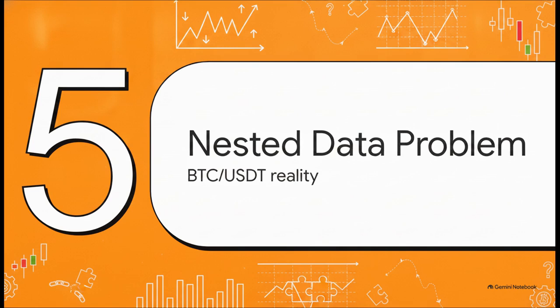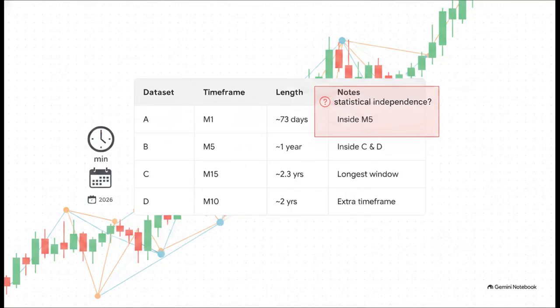Let's look at Section 5, the nested data problem. This is where we honestly evaluate the limitations of the BTC/USDT datasets used in this study. Here we have 4 specific datasets that were evaluated, ranging from 1-minute to 15-minute timeframes. Dataset A covers about 73 days, while Dataset C covers roughly 2.3 years from March 2024 to July 2026. The exact same raw OHLC format and 0.1% rule set was applied across all of them.